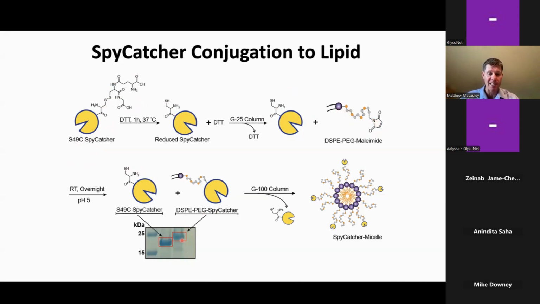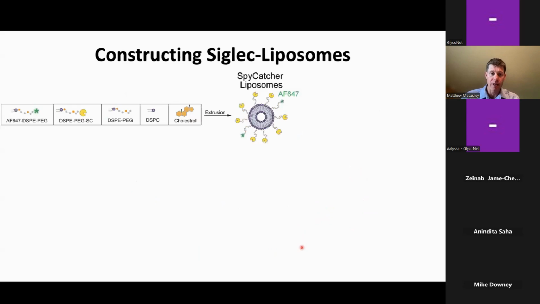So you can see here by SDS-PAGE, after we've site specifically conjugated the lipid to the SpyCatcher, we have a nice increase in molecular mass that's apparent by SDS-PAGE. So these can be purified as micelles, and then these micelles are used and formulated with other appropriate lipids, such as the fluorescent lipid, and extruded to a size of 100 nanometers with a precise number of SpyCatchers on the surface. And this works quite nicely.